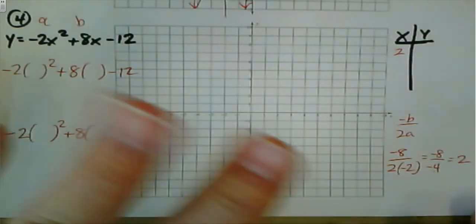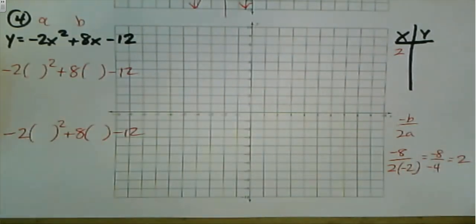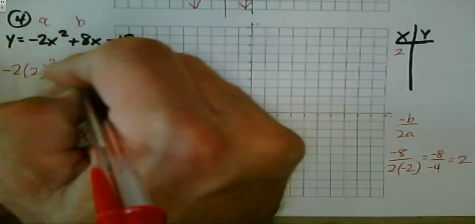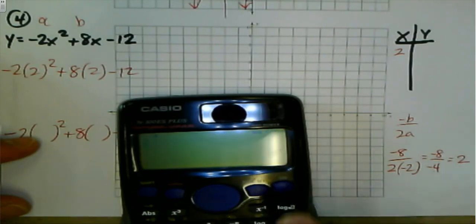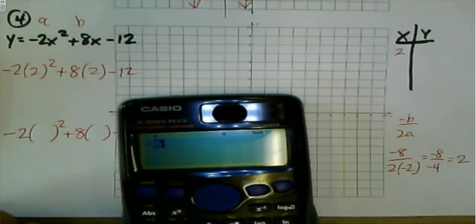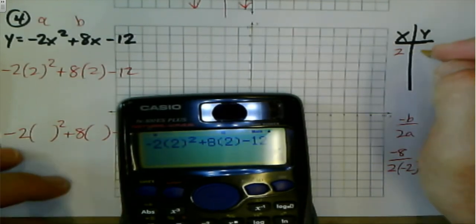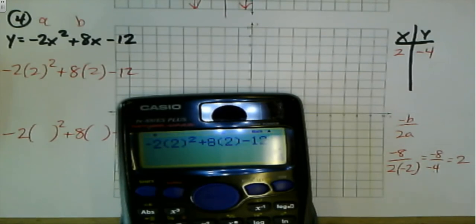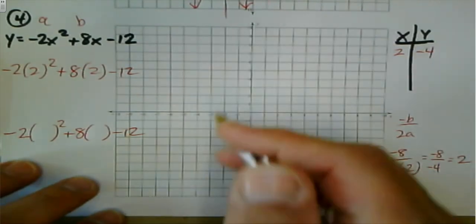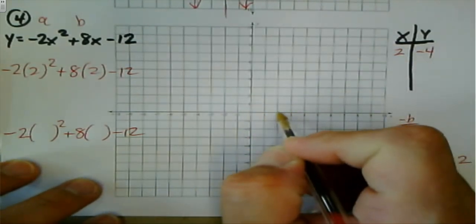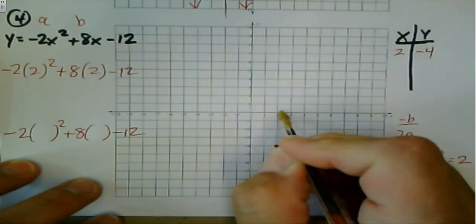Some of you with absolute value stuff, you were having issues with not using your calculator. You just got to use it, guys. So now you're going to throw 2 in here and just enter it into your calculator, guys. -2 parenthesis 2 parenthesis squared plus 8 parenthesis 2 parenthesis minus 12. -4. You can see how it was entered in there. All right. So I go to 2. I go to -4 on the y, 2 on the x, 4 on the y.